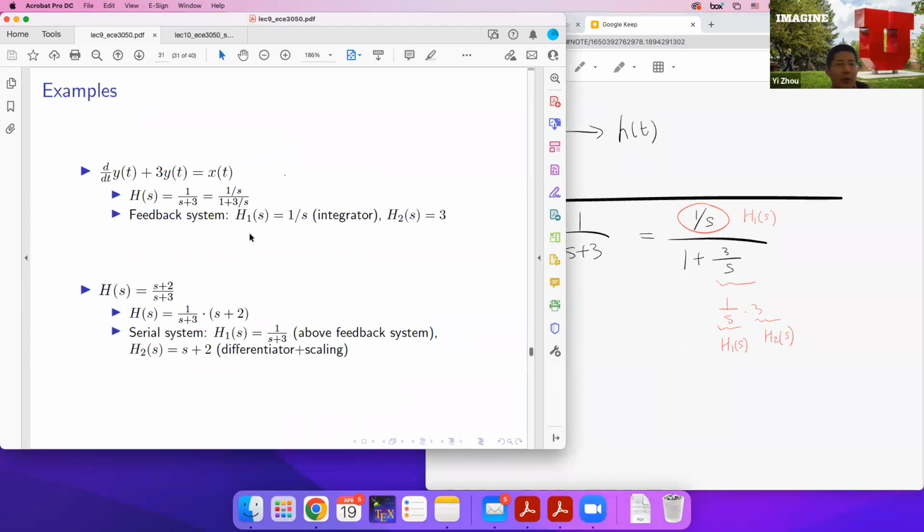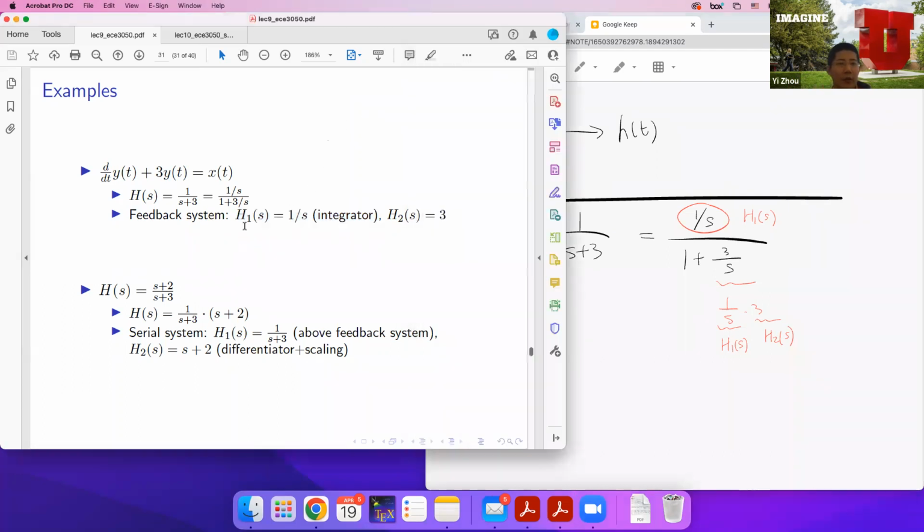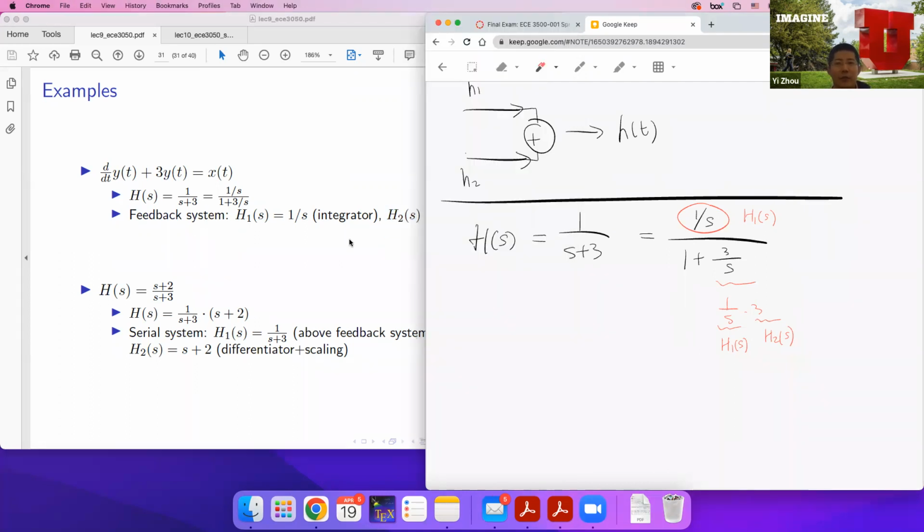And we know that this system, H1(S) equals 1 over S, for this specific Laplace transform, corresponds to an integrator system. You can find this in the previous slides of this lecture. And the second one has a constant Laplace transform. Okay, so this is a feedback system.